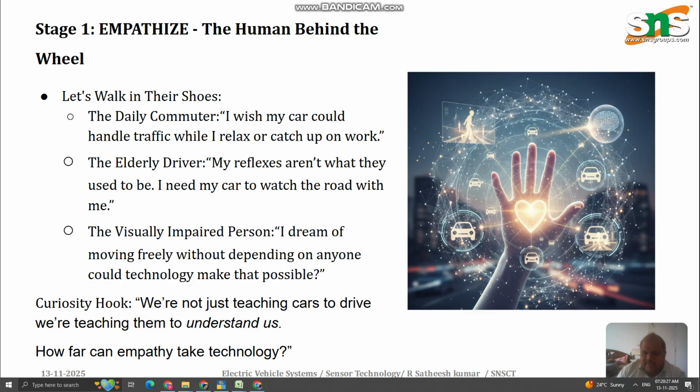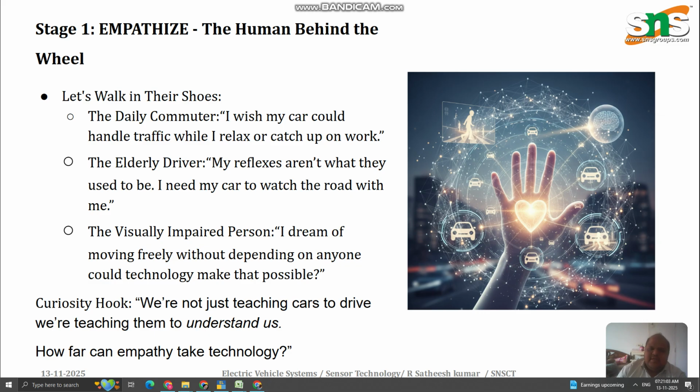We are going to implement this topic with the help of a design thinking based approach. We all know the five stages of design thinking: empathize, define, ideate, prototype, and test. The first stage is empathize, so let us walk in their shoes. If they are a daily commuter, I wish my car could handle the traffic so that I could relax and catch up on some work. So people can sit relaxed and do laptop work if they are stuck in traffic congestion.